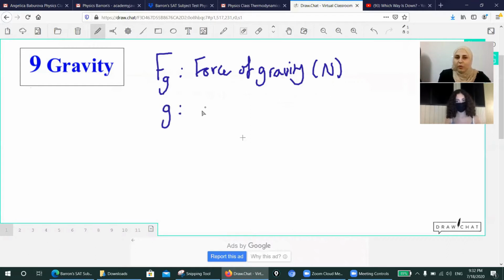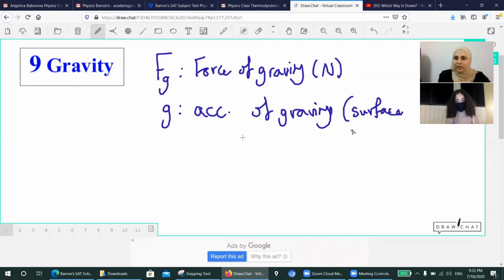G small is the acceleration of gravity as we know, or what we call the surface gravity, if G is calculated at the surface of Earth or of the planet in general. G is the acceleration of gravity or the surface gravity. It's in meters per second squared because it's an acceleration.